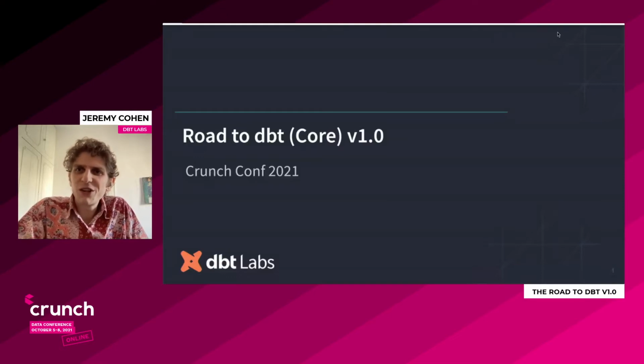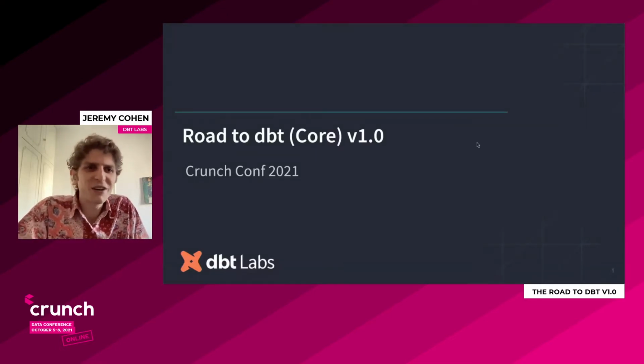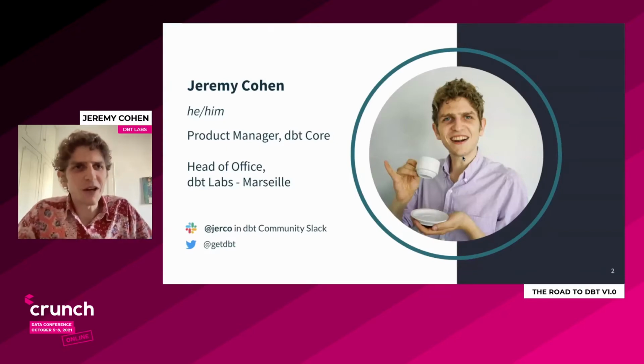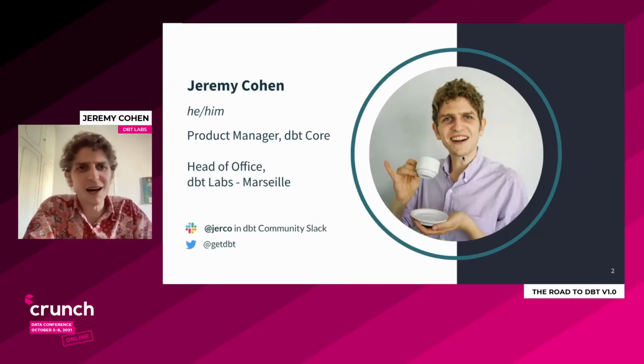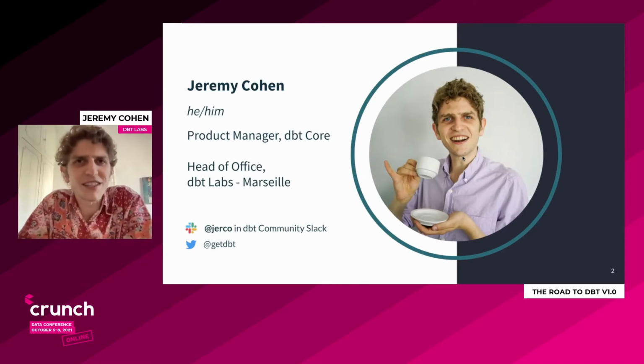Thank you so much. It's great to be speaking with all of you at Crunch Conference 2021. Let's get right into it. My name's Jeremy Cohen. I use he, him pronouns. I'm a product manager for DBT Core. You can see I sort of slipped that into the presentation title as well.